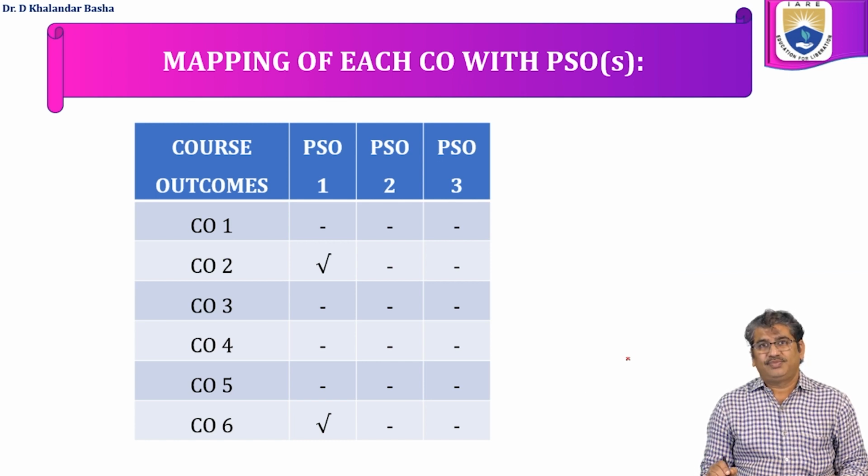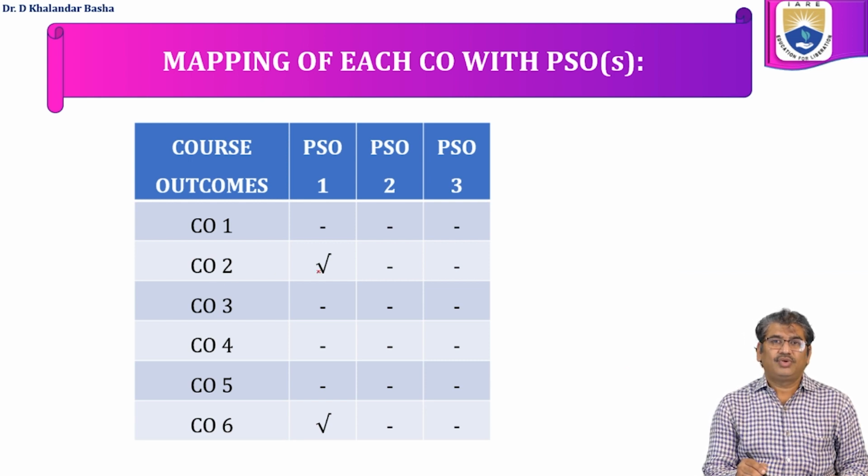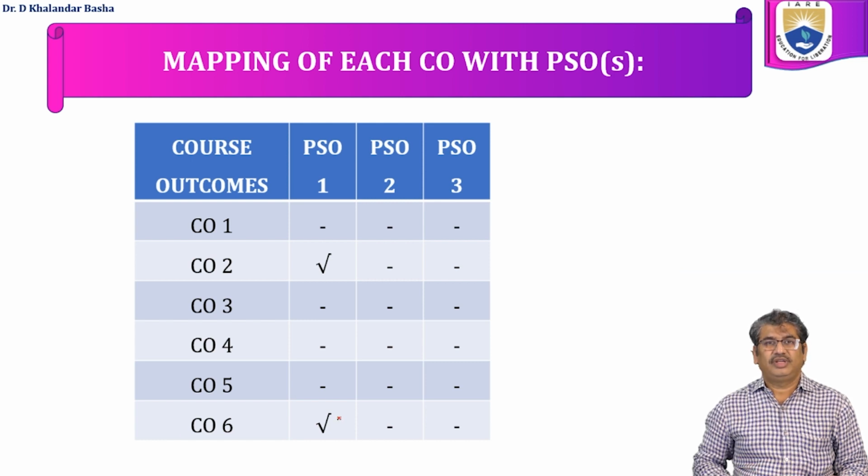The program specific outcomes. We have 3 PSOs. The 8086 microprocessor system is mapped with the PSOs with the course outcomes as shown in the table. CO2 is mapped to PSO1. CO6 is mapped to PSO1.